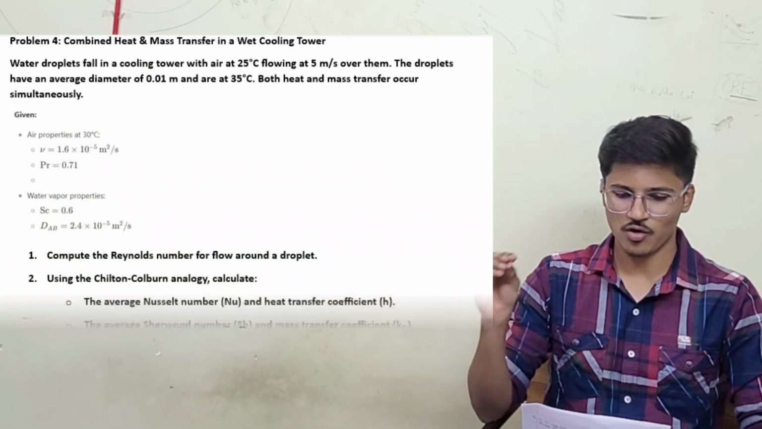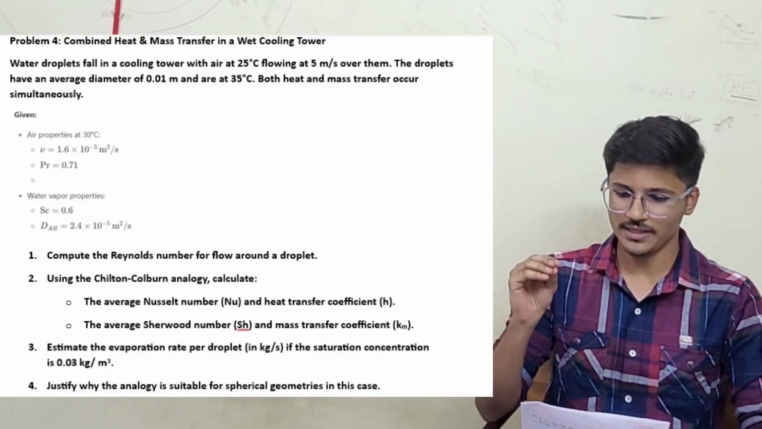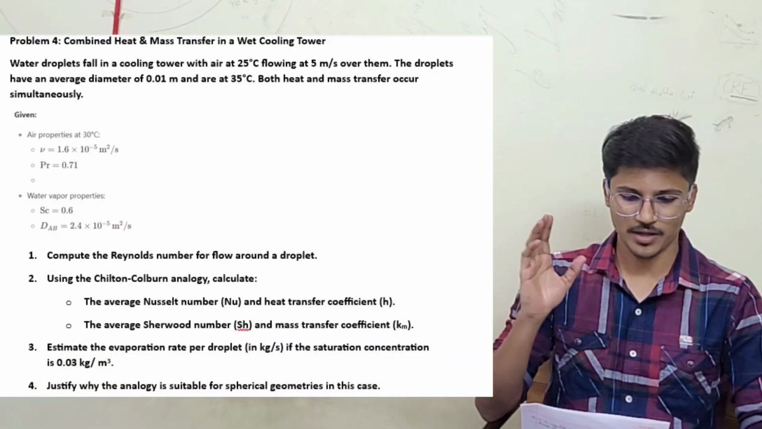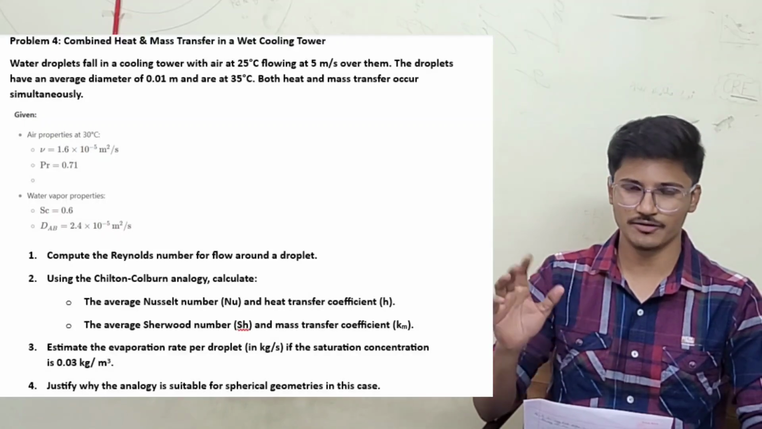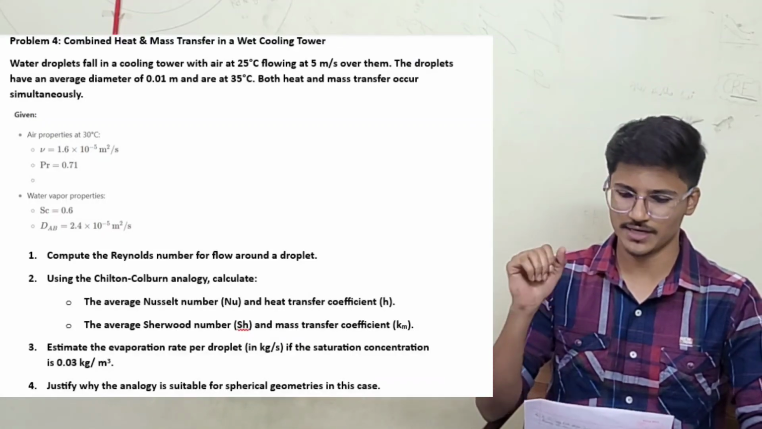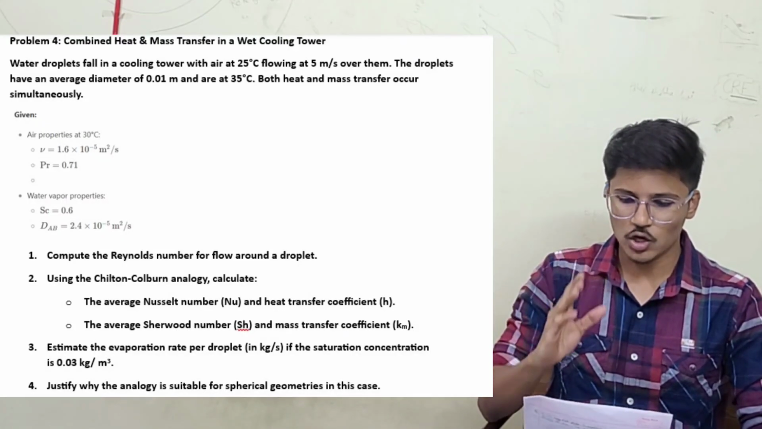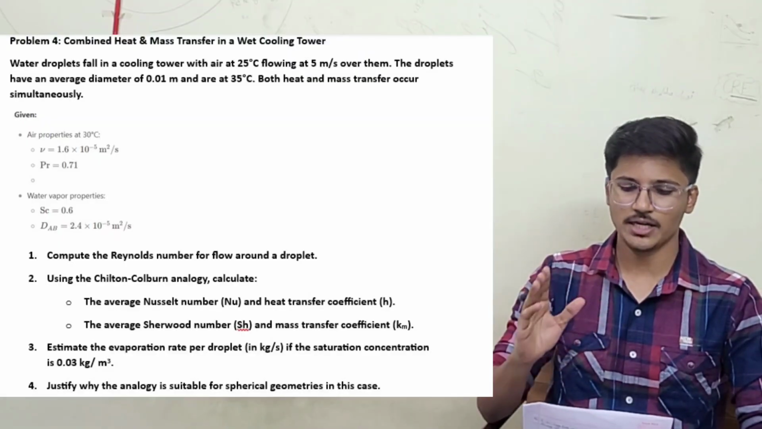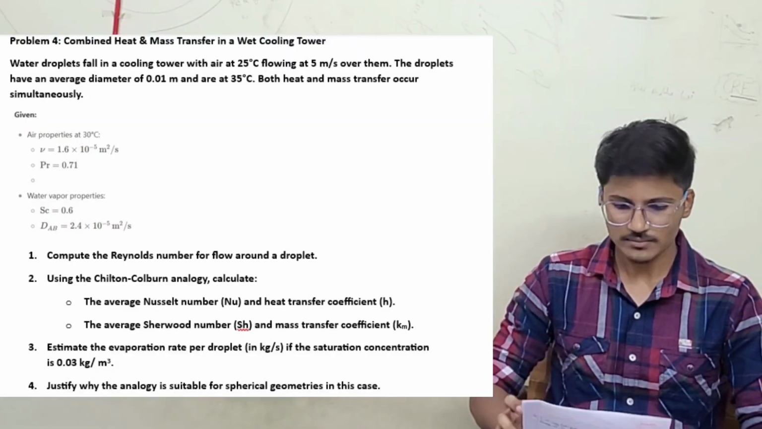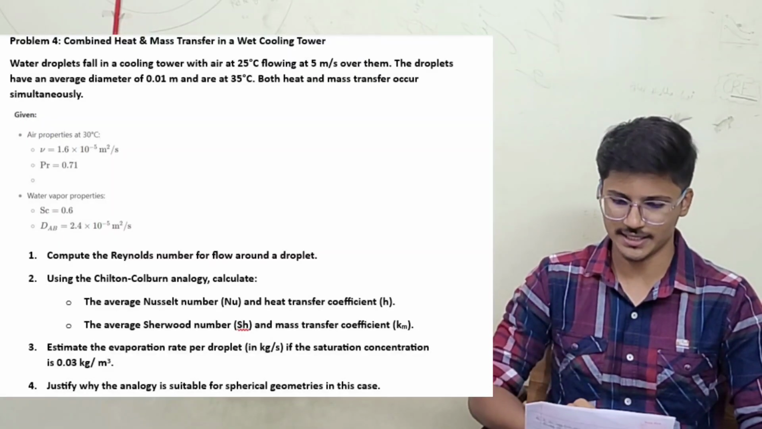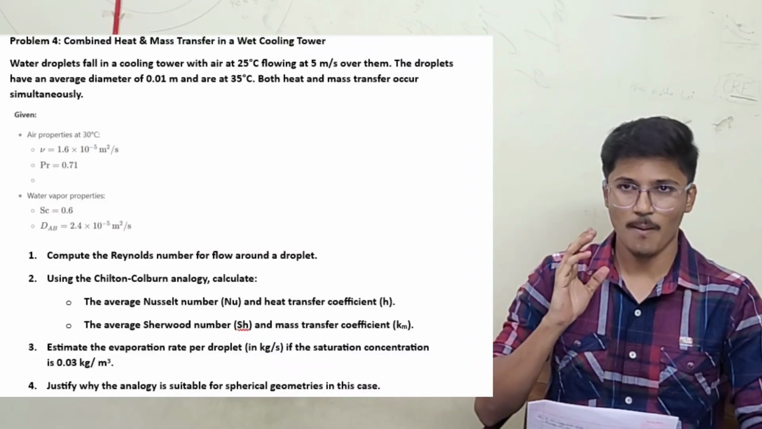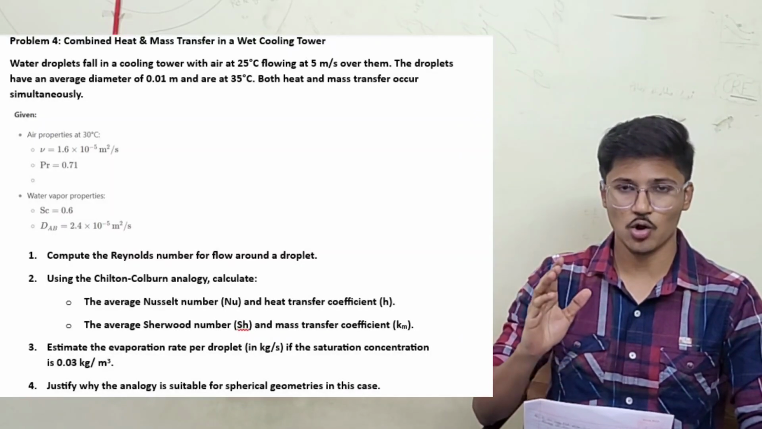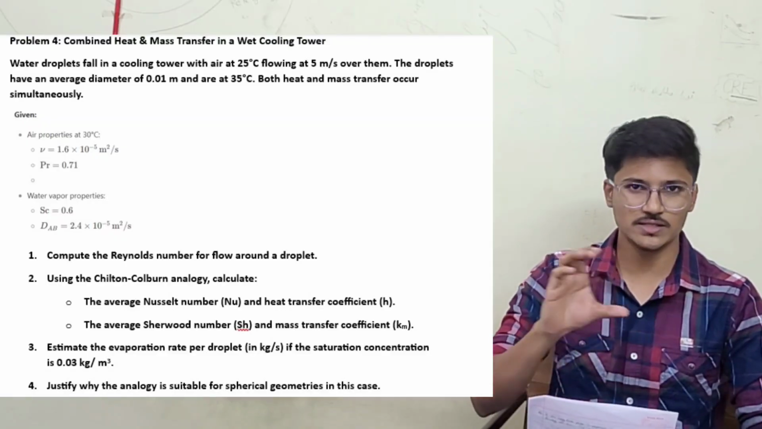Water droplets fall in a cooling tower with air at 25 degrees centigrade, flowing at 5 meter per second over them, which is velocity is given to be 5 meter per second and temperature is given as 25 degrees centigrade. The droplets have an average diameter of 0.01 meter and are at 35 degrees centigrade. That is, the water droplets are at 35 degrees Celsius. Both heat and mass transfer occur simultaneously. So this is a statement.